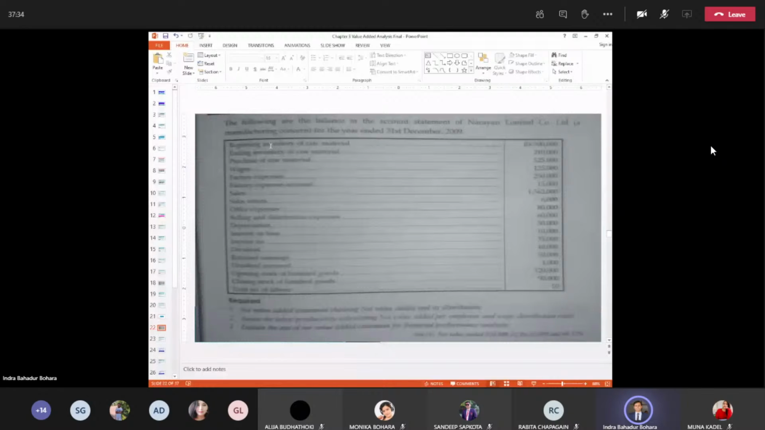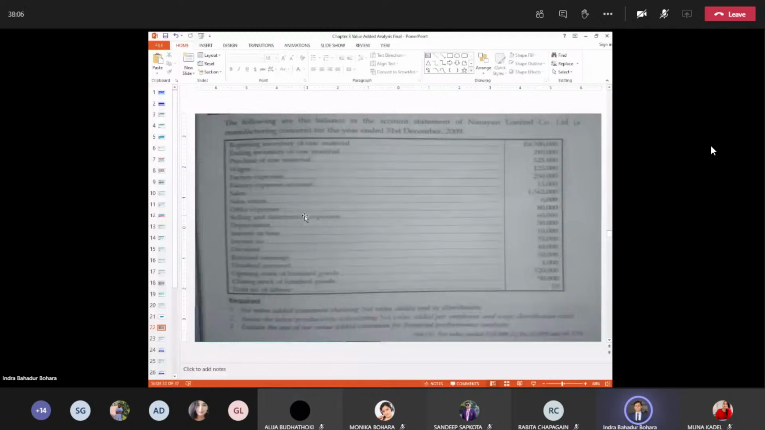The first one is beginning inventory of raw material, ending inventory of raw material, and purchase of raw material. These are adjusted to find out the cost of material consumed for the addition of value added, because ending inventory of raw material will be recorded as beginning inventory in the next year, and next year it will be converted and value is added. Next year's value added is calculated from the beginning inventory, that is the ending inventory of the current year 2009.